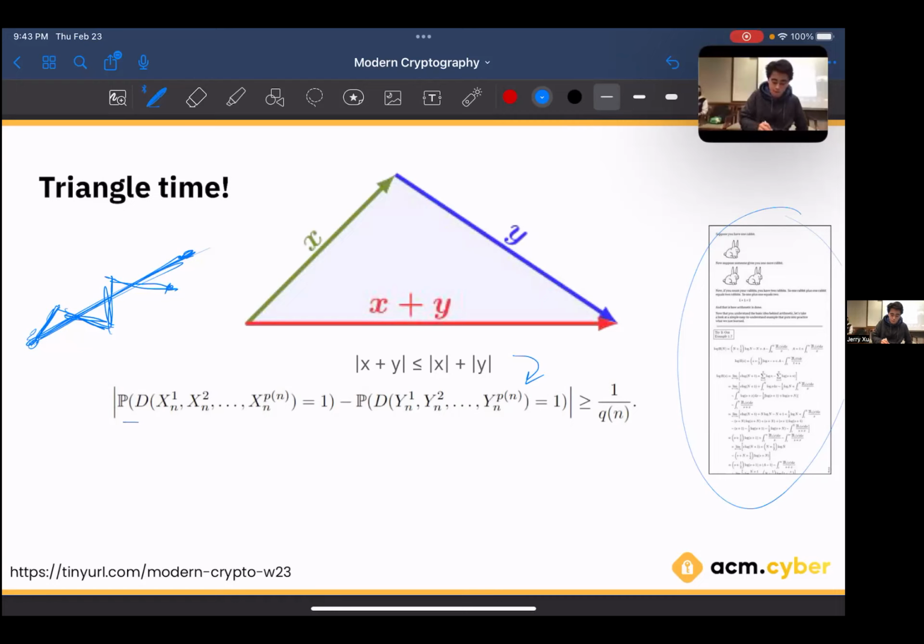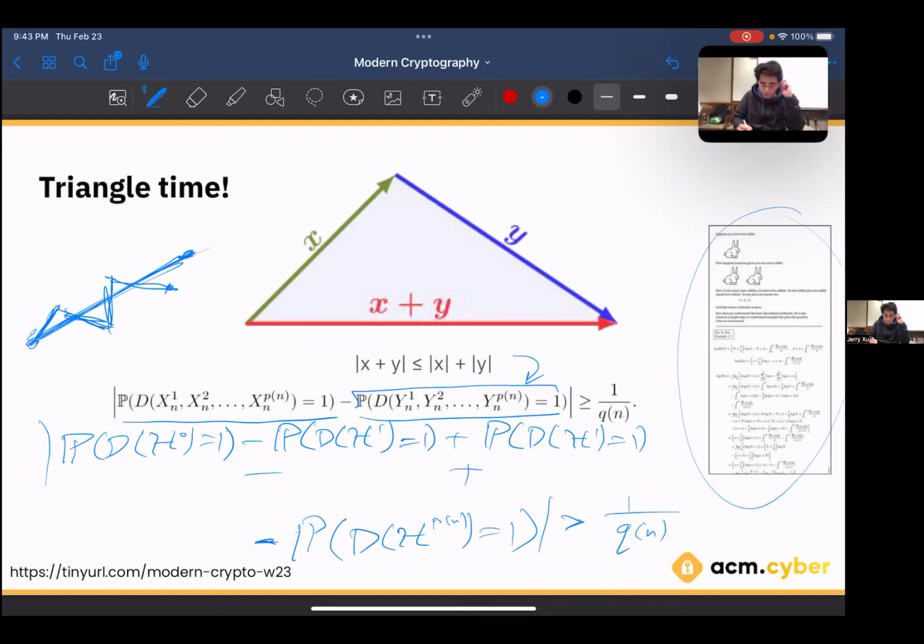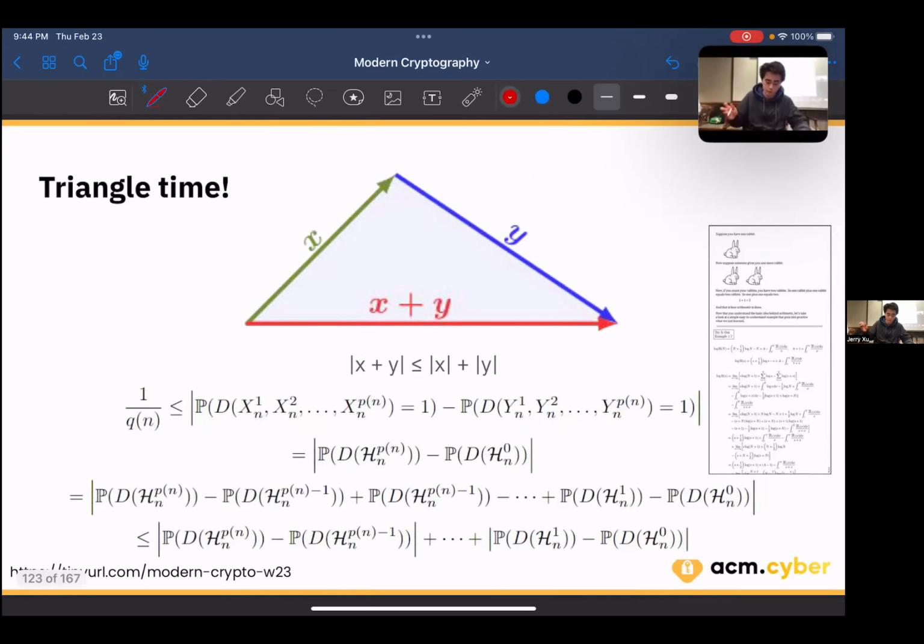So what we're going to do is break this down into hybrids, right? We'll say the probability that D on the zeroth hybrid equals 1, minus the probability on the first hybrid equals 1, and then we'll add that back, right? And then we'll continue subtracting and adding back things until we just subtract this final value, which would be the probability of D outputting 1 on the final hybrid, right? And so this total value is going to be at least 1 over q to the n, and we can also separate out the individual steps, where this would be one step, and this and this together would be one step, and so on and so forth. It's a little clearer here, hopefully.